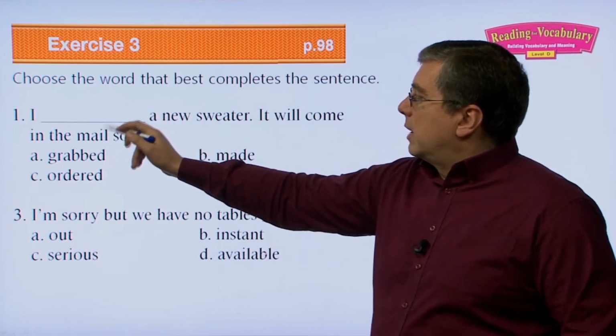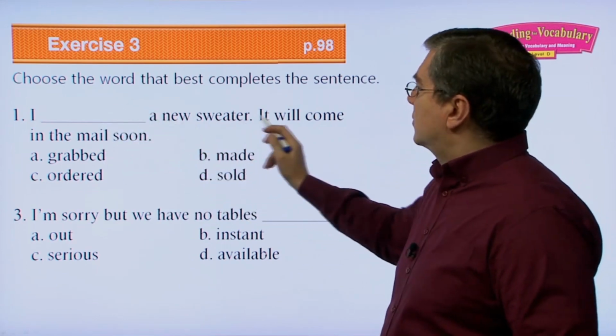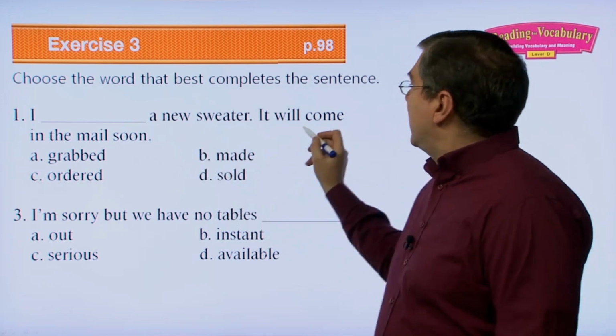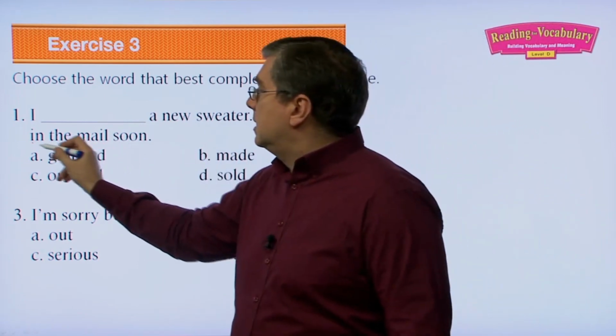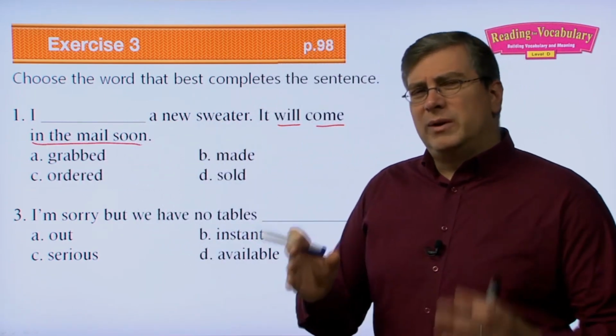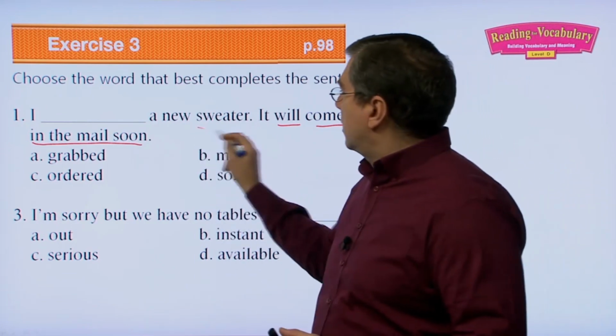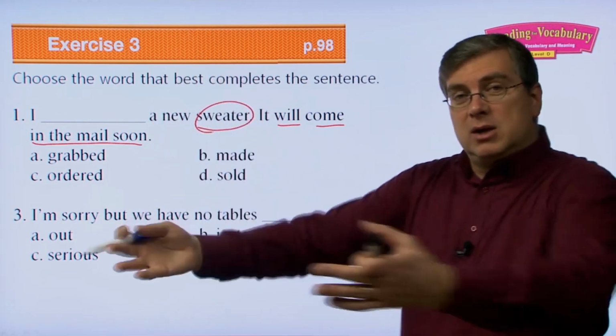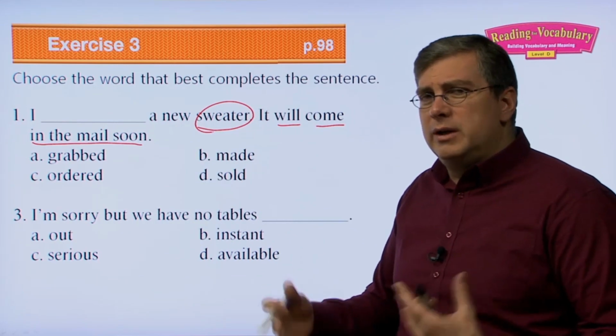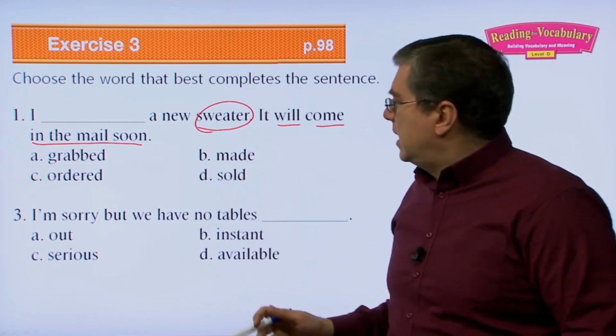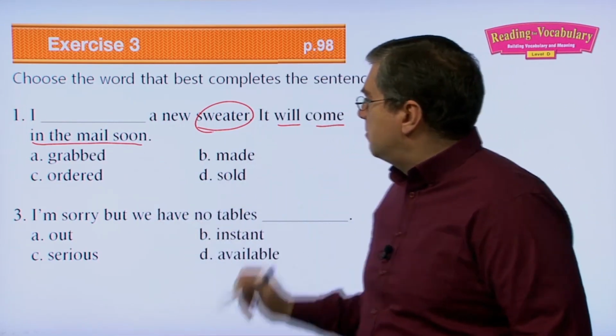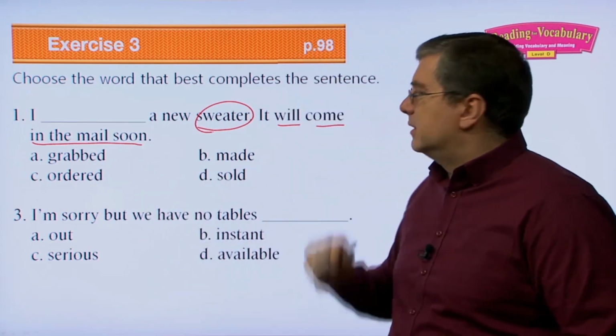The first one, number 1, I blank a new sweater. It will come in the mail soon. So what do you do, you know, a new sweater. Could be anything really, but it'll come in the mail soon. What word did we talk about that would fit here? A, grabbed, B, made, C, ordered, D, sold.